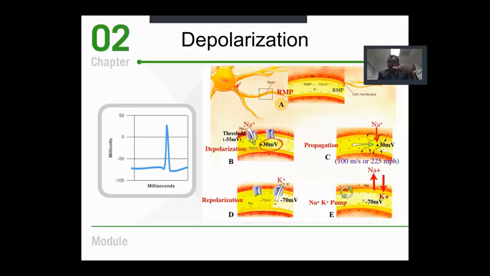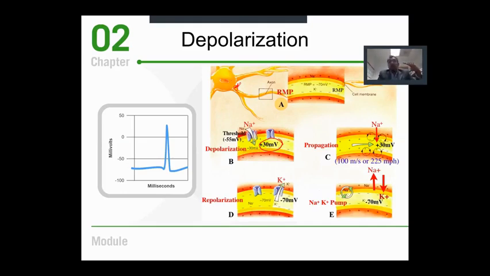Remember, the cell membrane is semi-permeable. It only allows some, but not all kinds of things. Sodium ions require special gates to enter the cell membrane or the neuron. So once a neuron is stimulated, the sodium gates at this particular point open, and there is a sodium influx. In other words, sodium moves into the neuron.